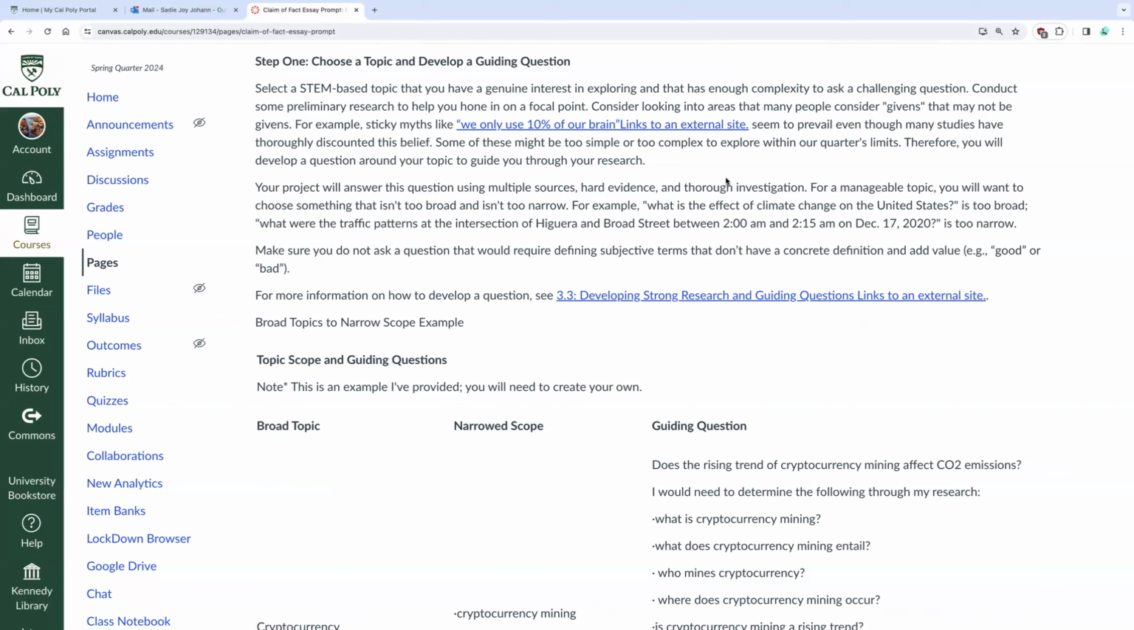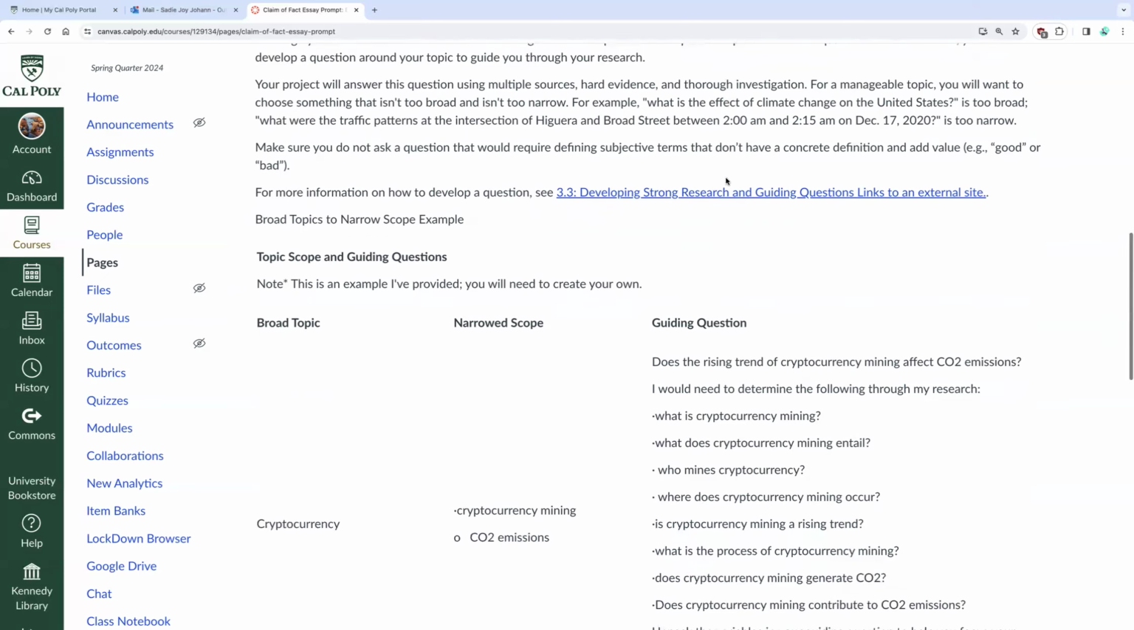And also make sure you do not ask a question that would require defining subjective terms, terms that don't have a concrete definition, like good or bad or dangerous or safe. Your question must stay in the fact cycle. Do not leave fact.